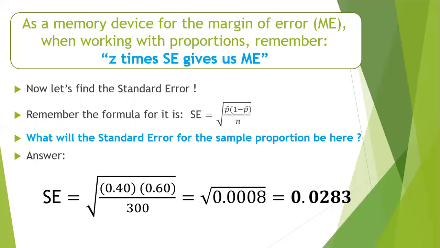We should write down this. Standard error is the square root of 0.4 times 0.6 divided by 300. So standard error is the square root of 0.0008. As a decimal, that works out to about 0.0283, rounded to the fourth decimal place. That's our standard error.